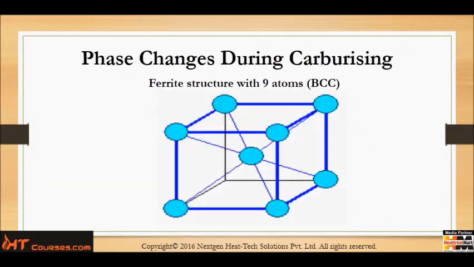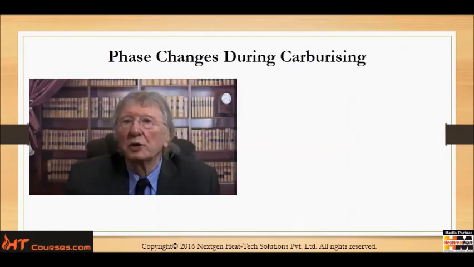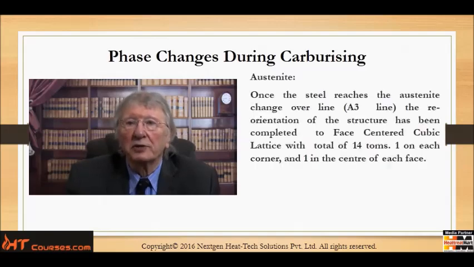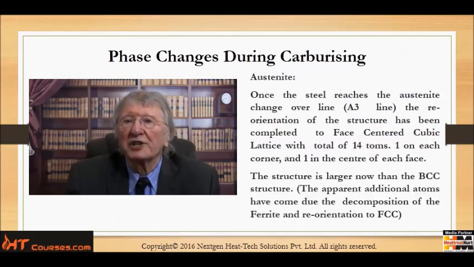Shows the ferrite structure. You'll notice 9 atoms, 1 on each corner and 1 in the center. But please take note of the size. Austenite. Once the steel has reached the austenite changeover line, that is the A3 line, then the reorientation of the structure has been completed to a new phase, which is known as face-centered cubic lattice. This now has a total of 14 atoms, 1 on each corner and 1 in the center of each face. The structure is larger now than the body-centered structure.